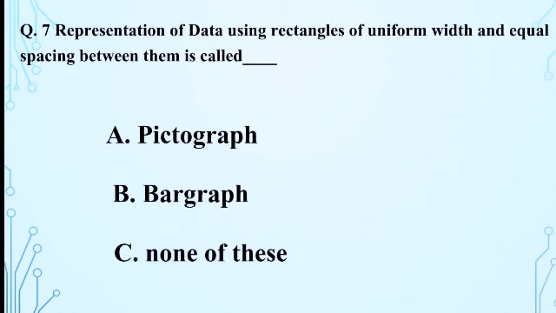So just read the question properly. You have to read the question twice if you can't understand the meaning of this question, and then you have to answer it. So uniform width and equal spacing. So in which data representation do we find this, that the spacing should be equal and the width should be there. That means length and height are there. So in which graph do we use length and height both? So you have to think first and then you have to answer.